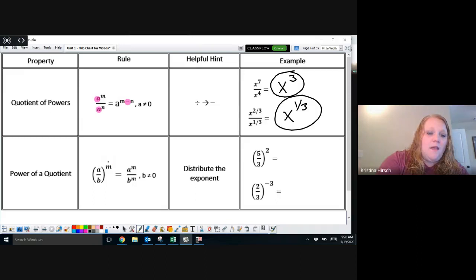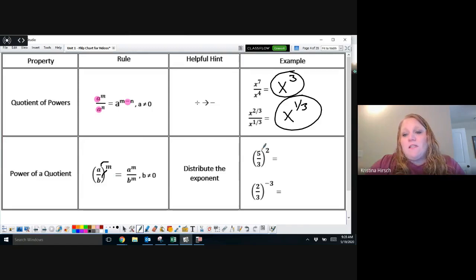So this m gets distributed to the a and the b. So I have a to the m power over b to the m power. So it's not distribution like multiplication. It's more like you're tacking that on to each of those base numbers, or each of those numbers. It can be a number, it can be a variable. So we're distributing that.